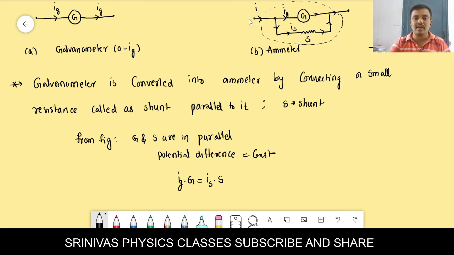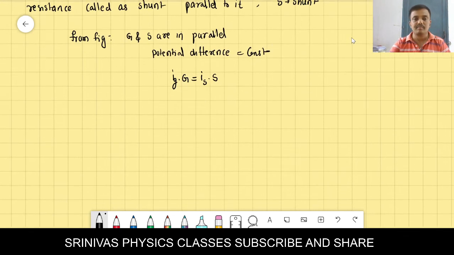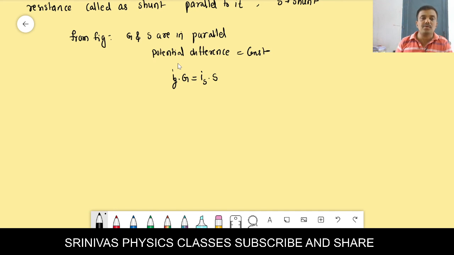Understood? Here current I is entering this point. Then IG will go this side, IS will go this side. Right? I want to find out the S. But from the figure we can write one thing. That is what we can write from the figure.